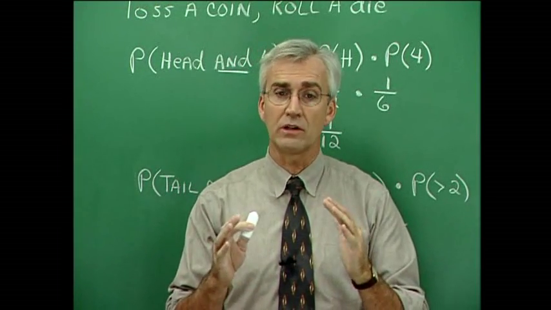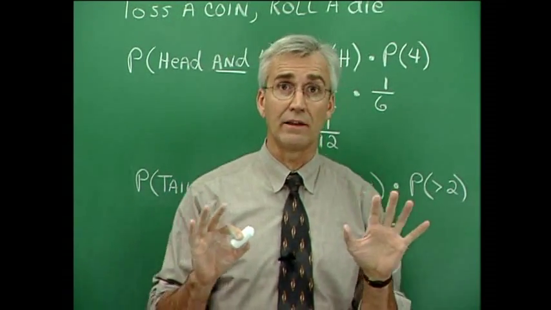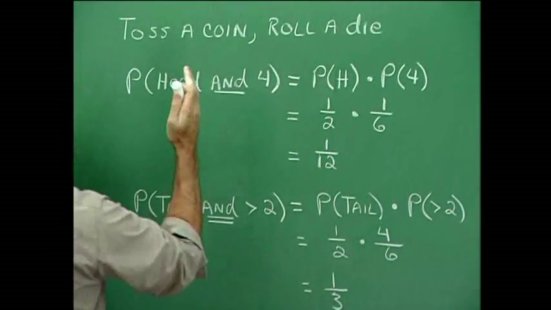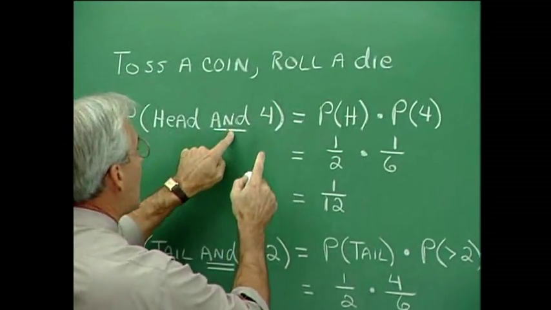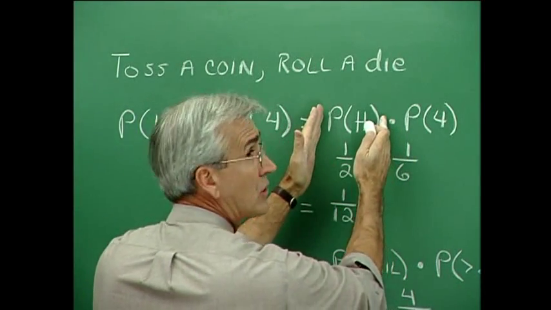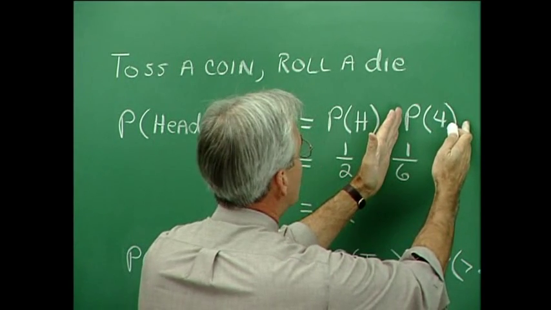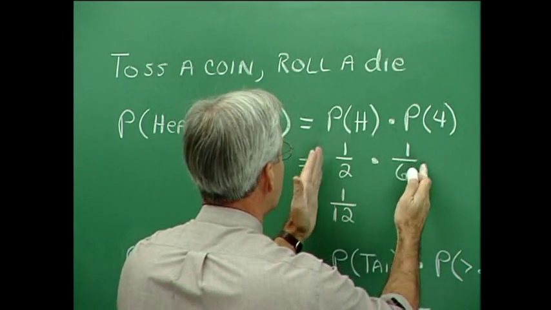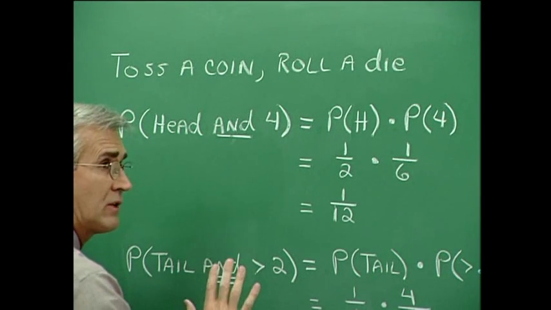And the separation is to figure the separate probabilities and just multiply them. Here's what I'm talking about. Here we calculate the probability of head, and then we multiply times, because of and, the probability of 4. The probability of a head in tossing a coin is 1 in 2. The probability of rolling a 4 and rolling a 6-sided die is 1 in 6. Multiplying those 2, we get 1 in 12, as we might expect. Okay, so that's the idea.